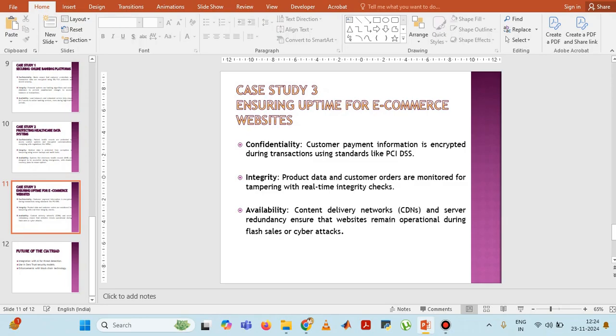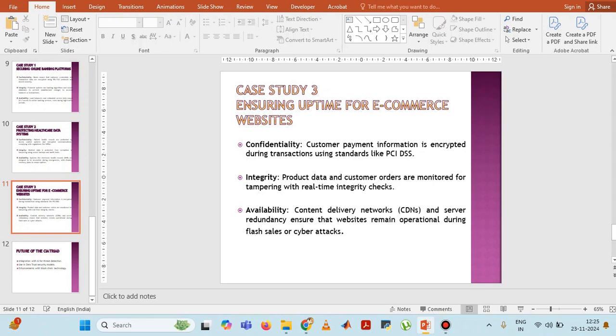In the e-commerce website, customer information, customer payment information, order information, everything is encrypted during the transaction using standards like PCI DSS. Integrity is used here: the product data and customer orders are monitored for tampering with real-time integrity checks. And for availability, content delivery methods and server redundancy ensure that websites remain operational during flash sales or cyber attacks.